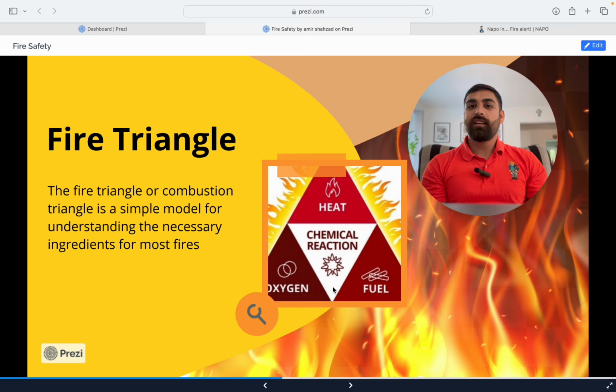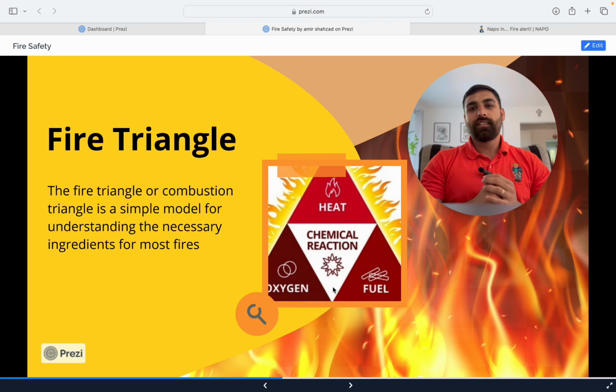A very important question regarding fire is, what is the fire triangle? So fire is caused by the combination of three things, as you see in the video as well. It is a combination of heat, fuel and oxygen. Whenever all these three elements combine together, it causes a fire.